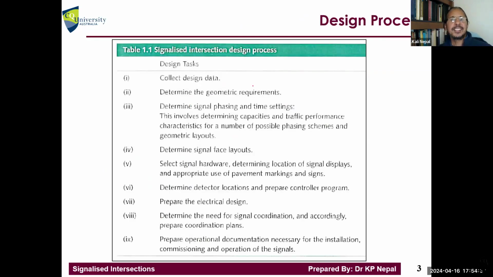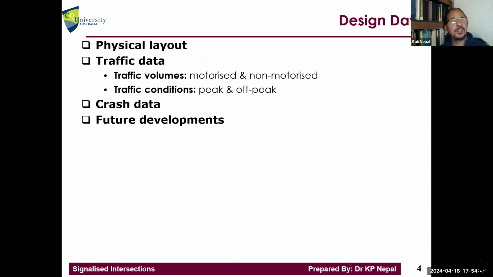So this is the signal design process. Of course, reading through the process is not that good. We need to do the analysis and design things. You can look at the process, but let's follow that. So, physical layout: we need traffic volume data as well as conditions, peak, off peak, and if there is crash data available, right? Because if there is a crash, why that happened, because of the signal or not, we need to know.